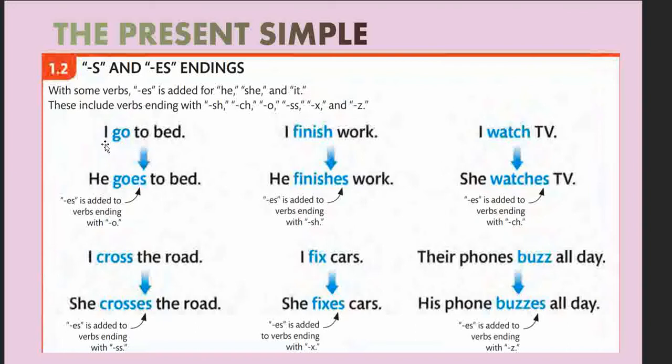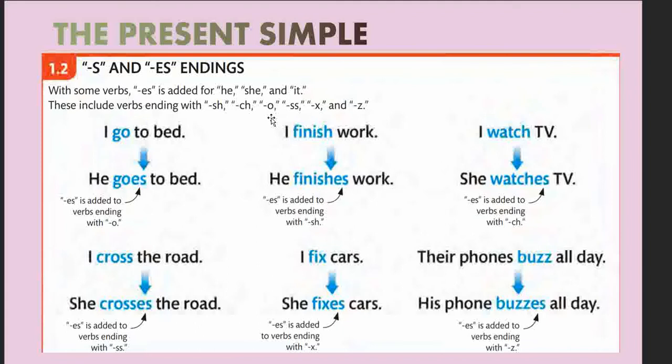Now, let us see. I go to bed. Go is the verb, but when we use it with the third person pronoun, he goes. Why do we add es other than s? Because of the rule, because the verb is ending in o. So he goes to bed. Es is added to the verbs ending with o. Let us see the next example. I finish work. When we change the pronoun to he, the word finish will take es. Finishes. He finishes work.